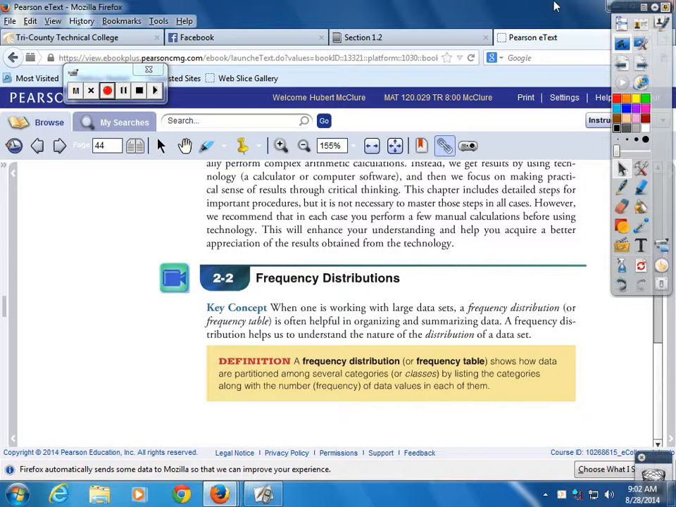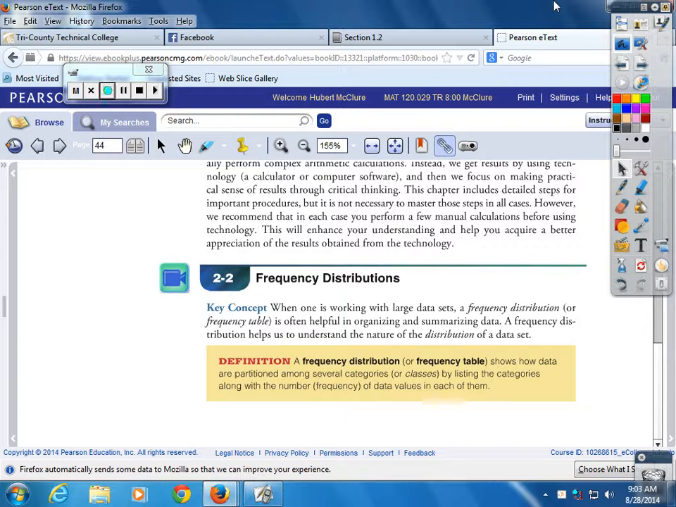Here is a frequency distribution. Blondes, brunettes, redheads. 5, 20, 3. This is a frequency distribution. A frequency distribution is nothing but a head count and a class. What's my classes? Blondes, brunettes, redheads. What's my head count? 5, 20, and 3. That is a frequency distribution.